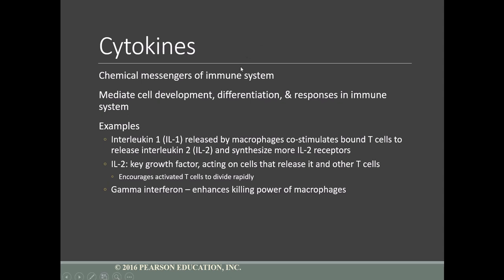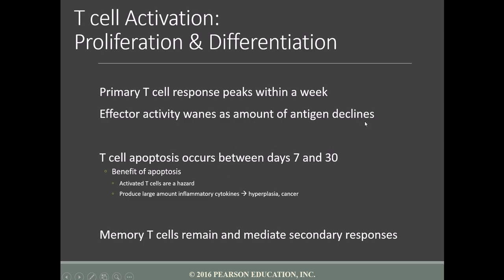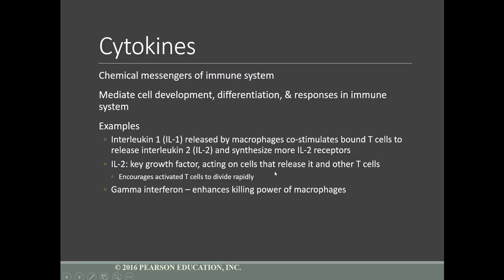A really good example here is interleukin-1. That's one type of cytokine. It gets released by macrophages that will then go and bind onto T cells, which will then release interleukin-2 and also tell the T cells and other body cells to go and make more receptors for interleukin-2, because interleukin-2 is a growth factor that is used by T cells to grow and develop and differentiate.